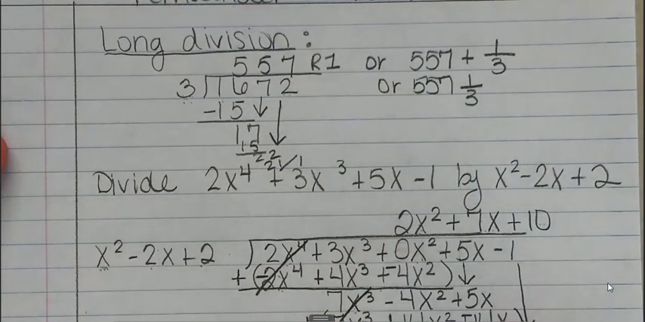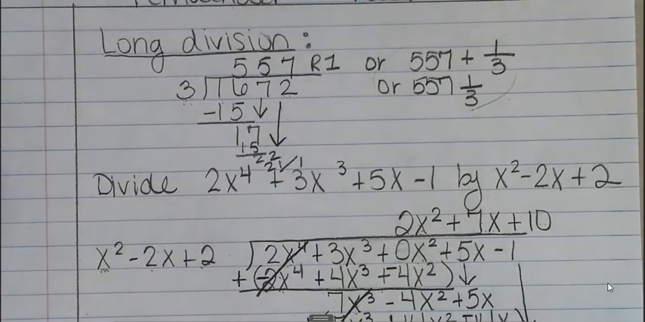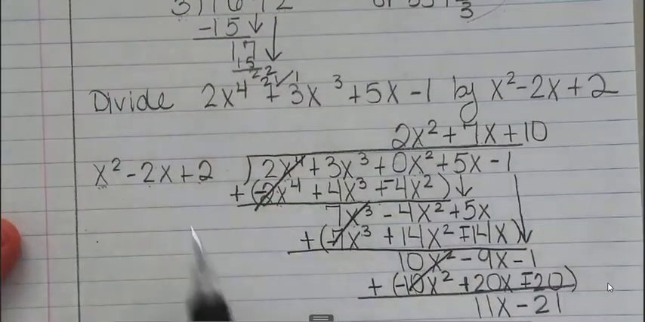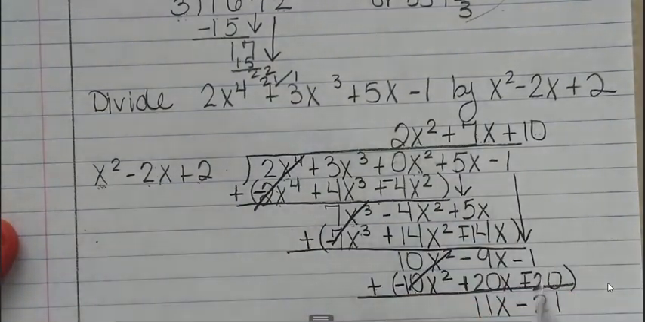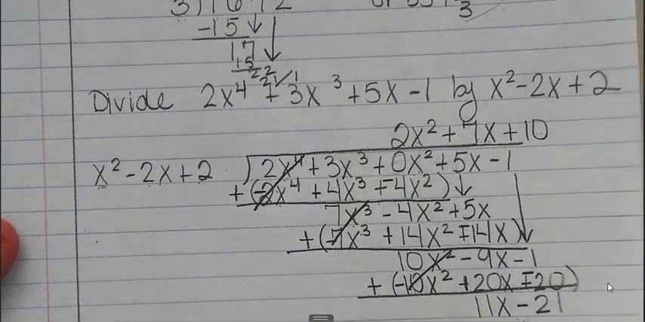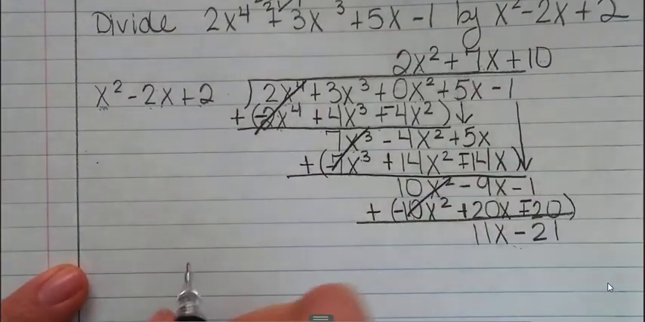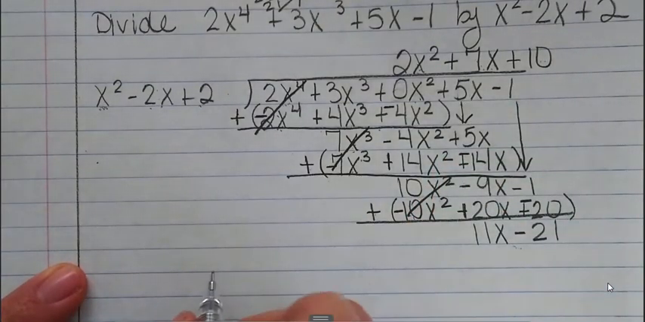Okay? So this is the way where I would like to see it written. That's going to be the most beneficial for you for when we actually start doing the opposite of this. And the opposite of this would be taking what we divided by, what we got, multiplying them together, and then adding the remainder to it.